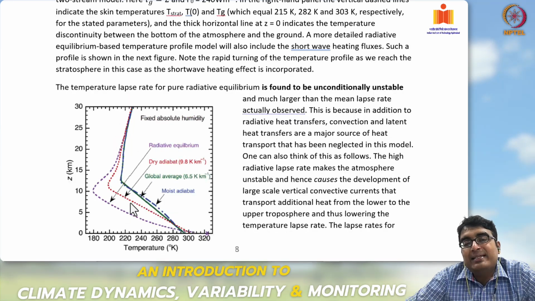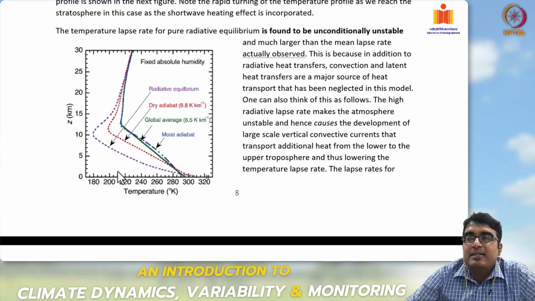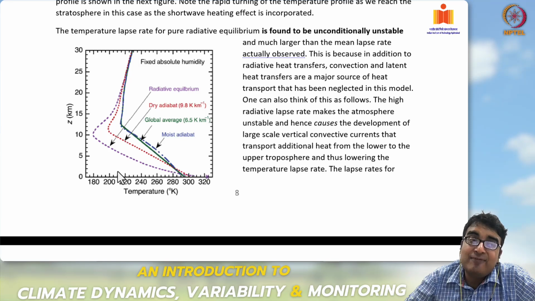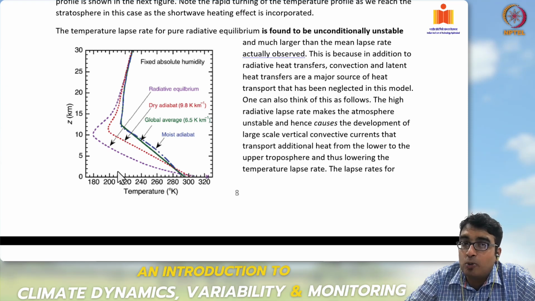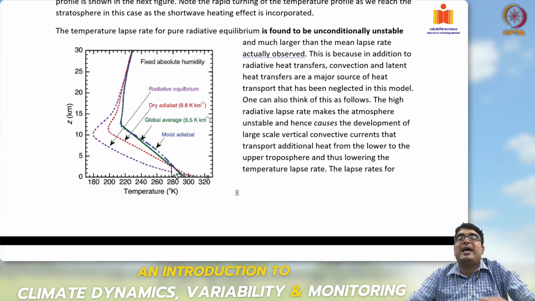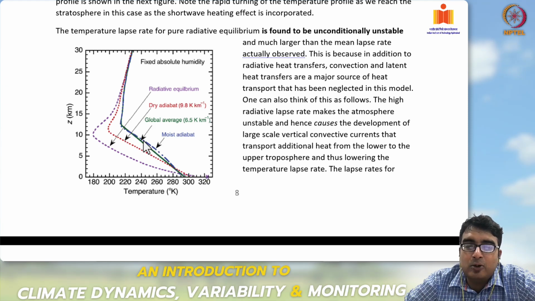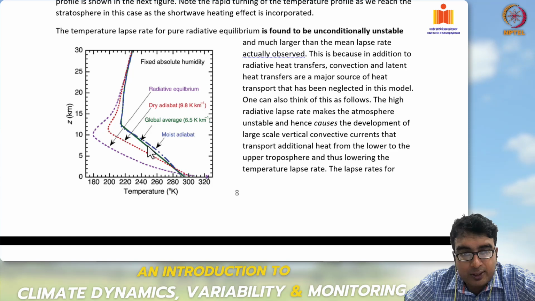Okay. So why is the prediction so different? It is different because we have neglected convective and latent heat transports that are transporting a significant amount of the heat from the lower atmosphere to the upper layers of the atmosphere within the troposphere. Okay, which is why the actual mean lapse rate is much less steep and closer to the moist adiabatic lapse rate. So this is the moist adiabatic lapse rate, the dashed dot blue line, and this is the global average, which is 6.5 kelvins per kilometer for the global mean lapse rate. Okay.